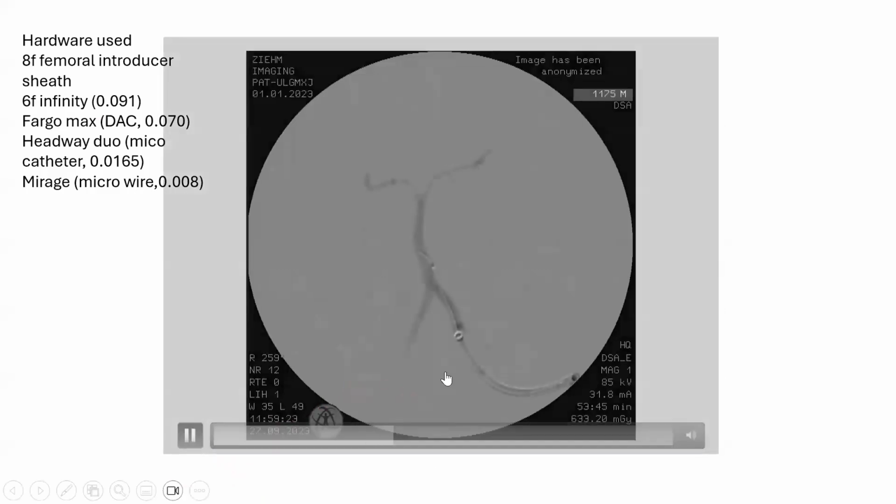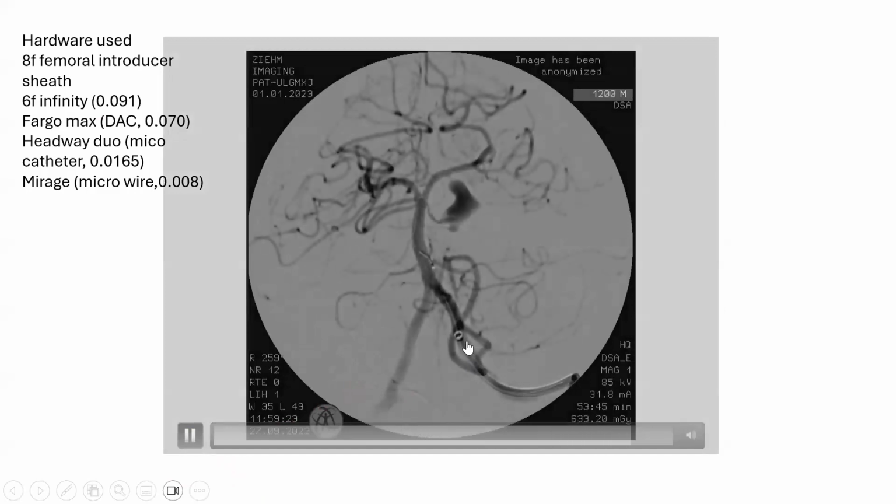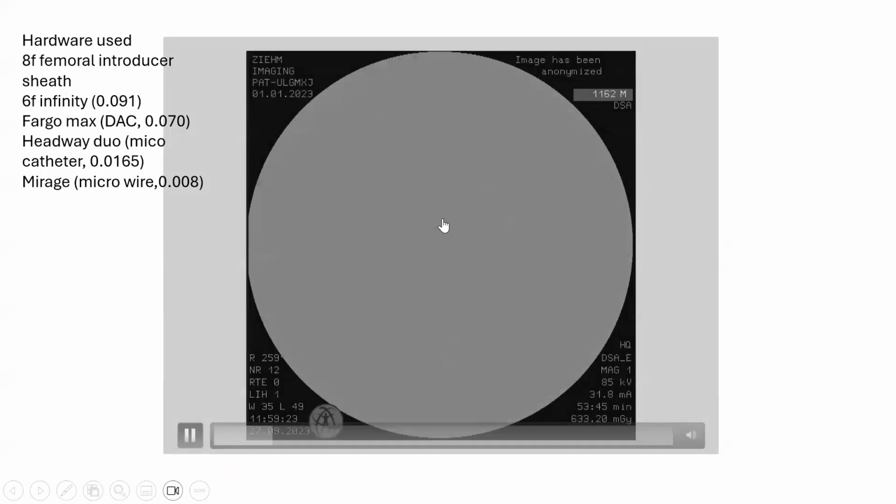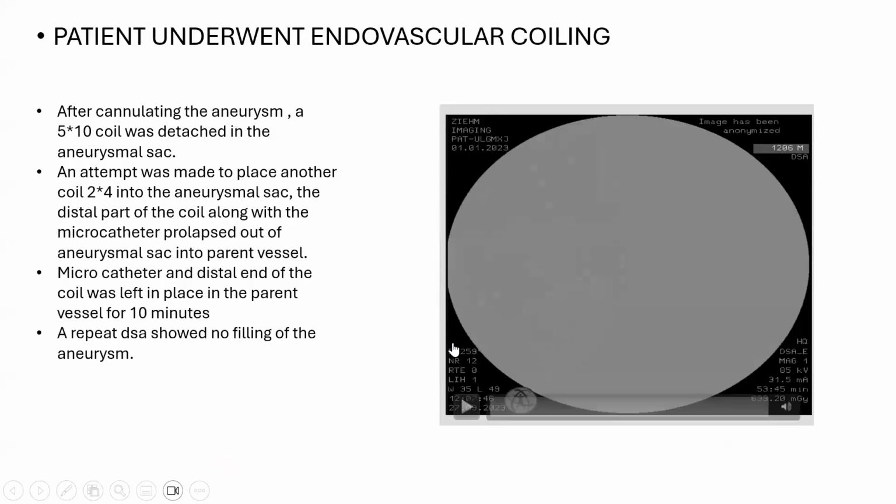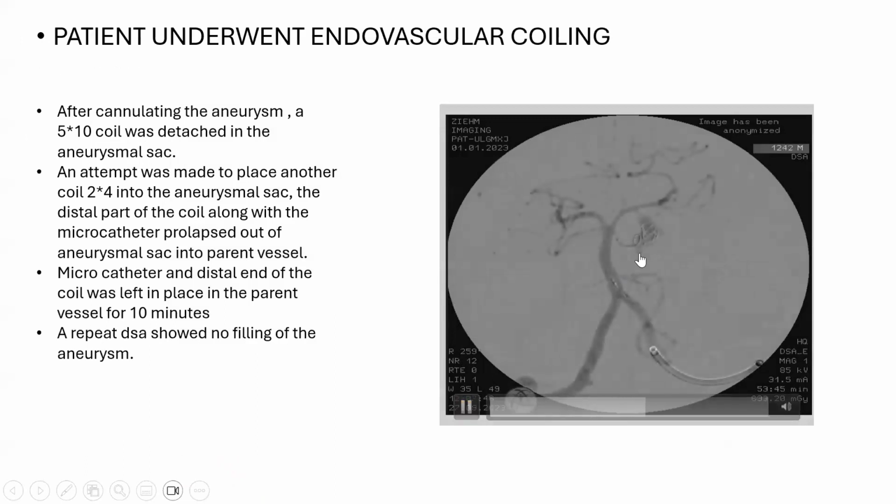So this is the angiogram where you can see this is the distal access catheter, this is a microcatheter, and this is the aneurysm. This part was thrombosed. So you are seeing this kind of morphology and this so small artery. So with all this hardware, we went in and put some coil.